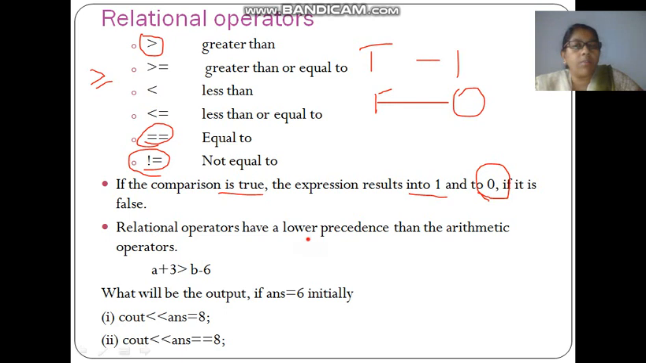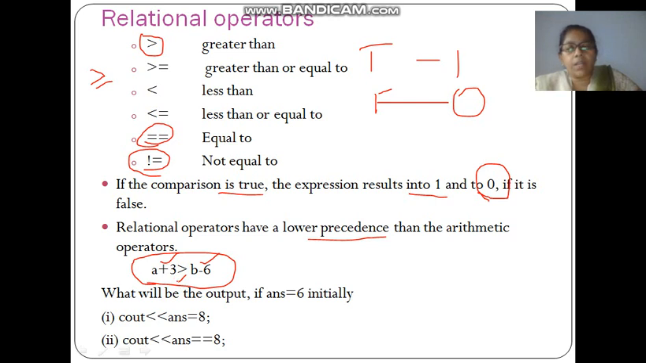Then, these relational operators have lower precedence than the arithmetical operators. Let's see this example: a + 3 > b - 6. There are relational operators, and along with that, arithmetical operators also. So the first priority is for the arithmetical operators. The plus will be carried out first, then the minus, then it goes for the greater than symbol.